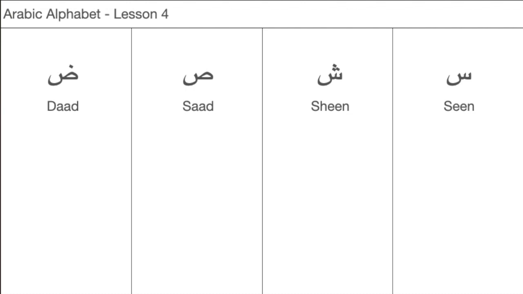So we already learned so far from the Arabic alphabet Alif, B, T, Th, Gim, Ha, Kha, Dal, Zal, Re, Zain. So in this video, we are going to learn the next 4 letters. The 4 letters are from right to left.